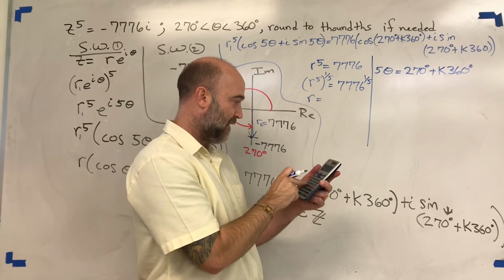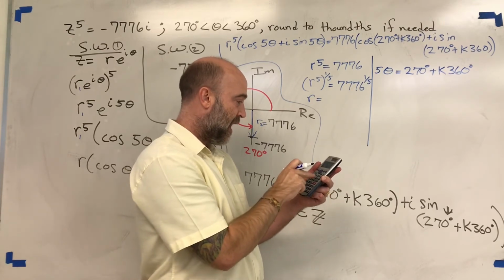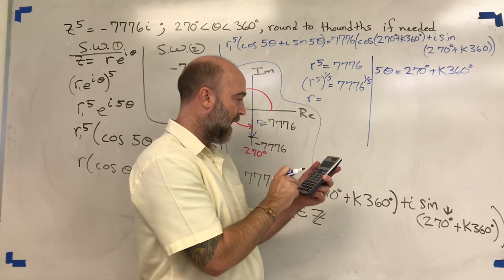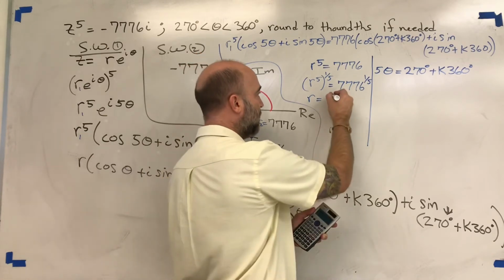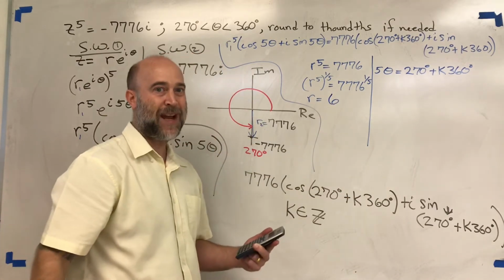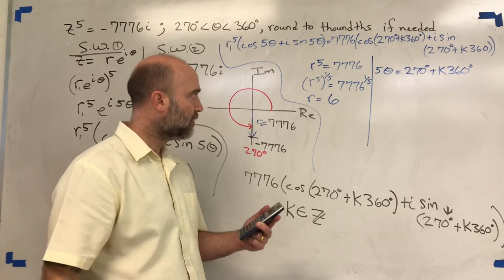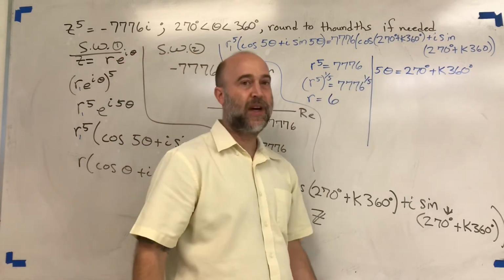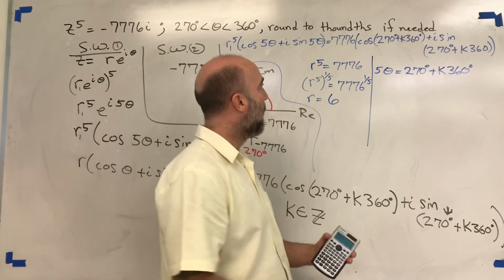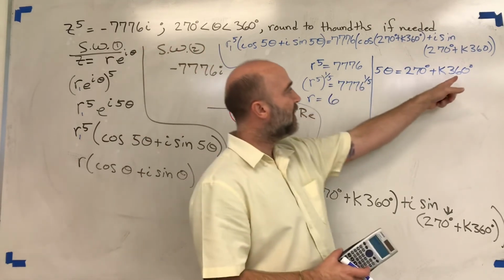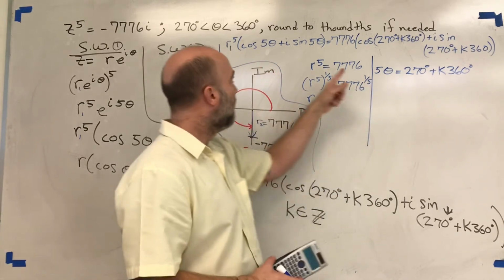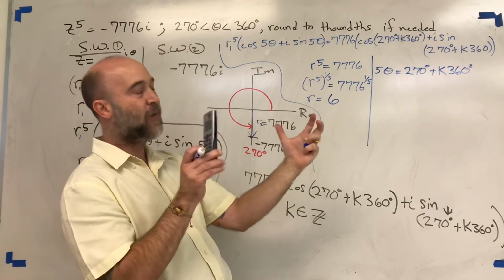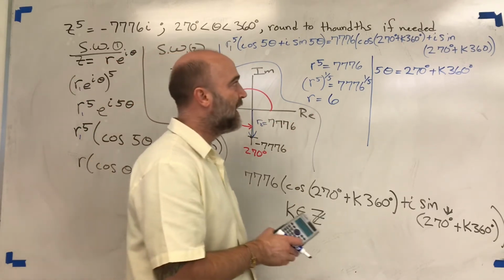So 7776, exponent key, 1 divided by 5, equals 6. So I found out my r is 6. Then I will calculate what the theta or the argument is. The whole point of this 360 degrees in that cycle is we want to make sure that it's fitting the frame or the range that they wanted us to be in.